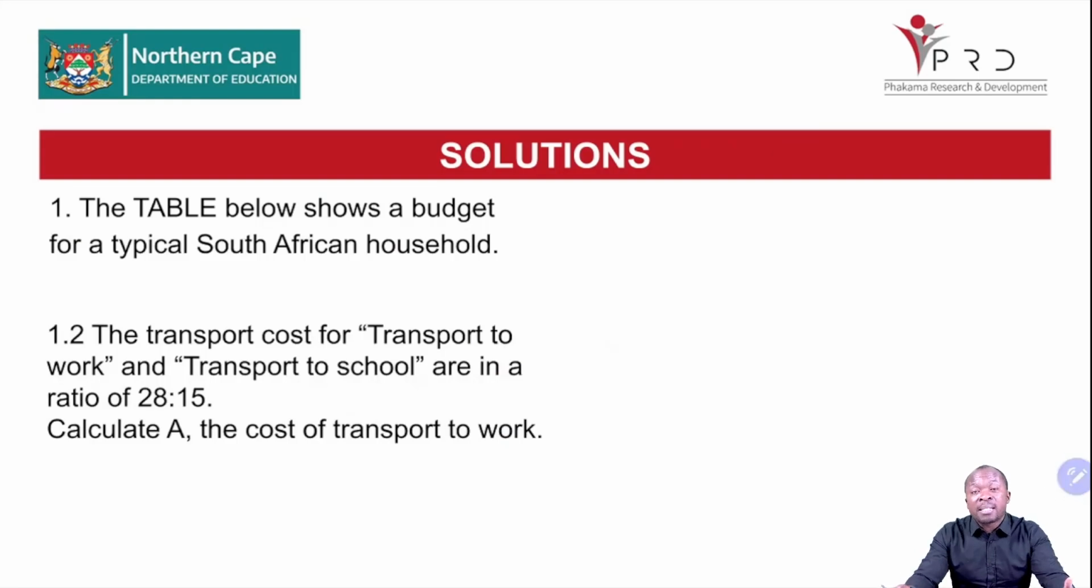If the examiner doesn't say anything, leave your answer to 1 decimal place or 2 decimal places. Are we together? In finance, if they don't say round it to this value, or rather leave it to 1 or 2 decimal places, you are much safer that way.